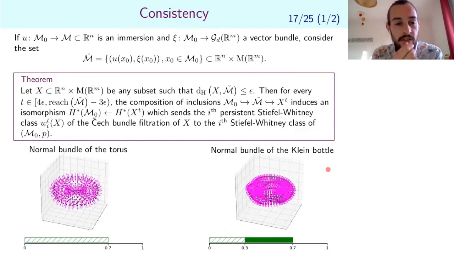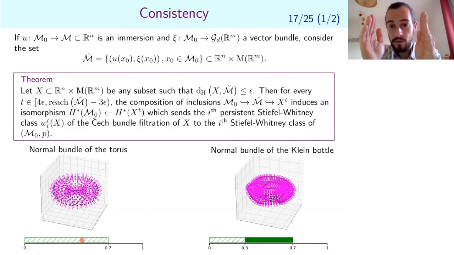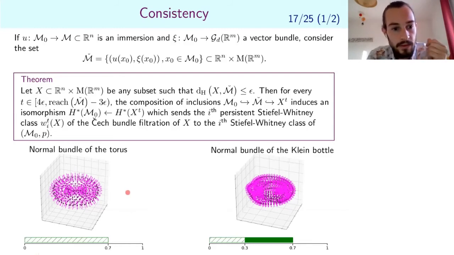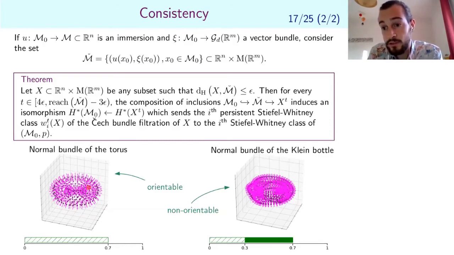We also have a consistency result. Basically, as for persistent homology, if your observation is close enough to a vector bundle on a submanifold, there exists a whole interval of the filtration where the persistent Stiefel-Whitney class is equal to the Stiefel-Whitney class of the underlying vector bundle. So these are two experiments. I took a sample of the normal bundle of the torus and the normal bundle of the Klein bottle. The first life bar is the empty set, and the second one is non-empty. So if I were to interpret the life bars, I would say that the first observation is sampled near an orientable vector bundle, while the other one is sampled near a non-orientable vector bundle.